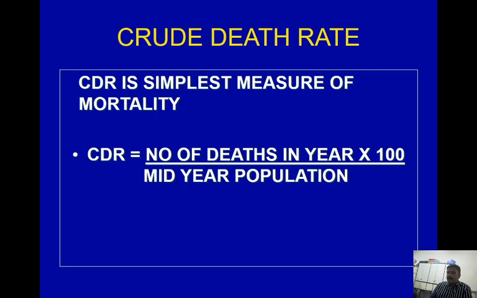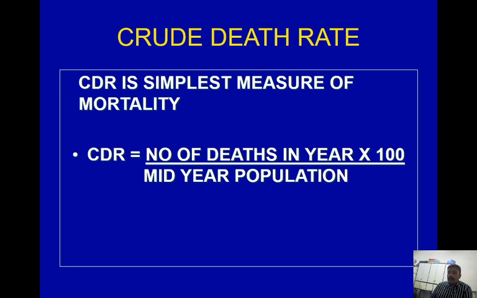Crude death rate. This is basically the simplest measure, and that's why it is called crude, right? Because it just gives you an overall simplest measure. So, the number of deaths in the year divided by the population. That's it, simple. So it just gives you a crude idea.